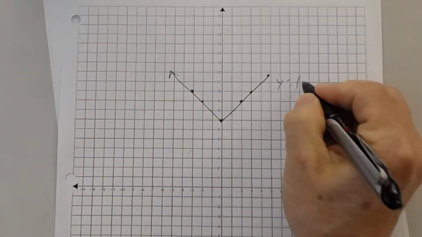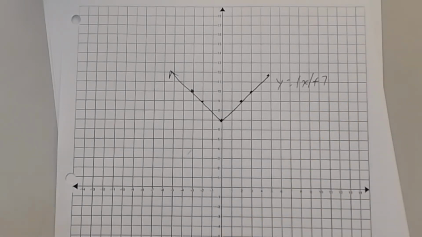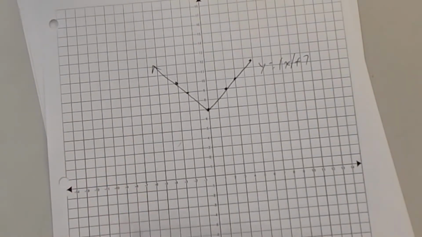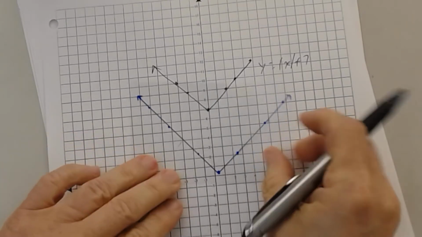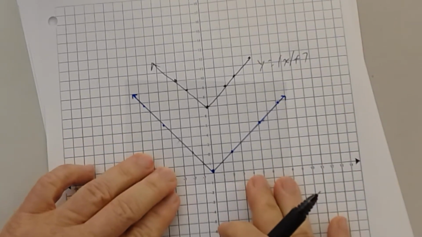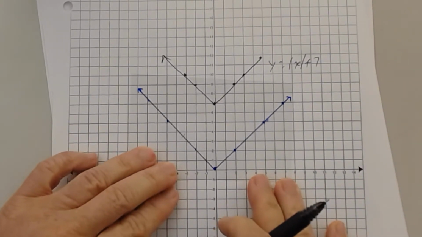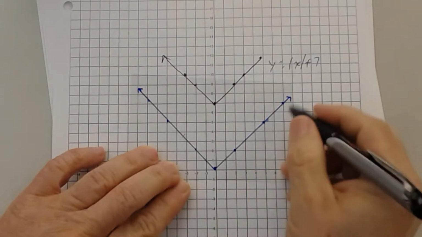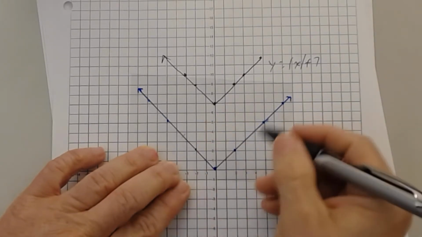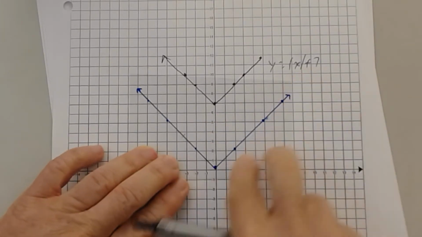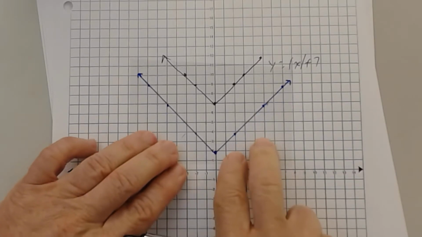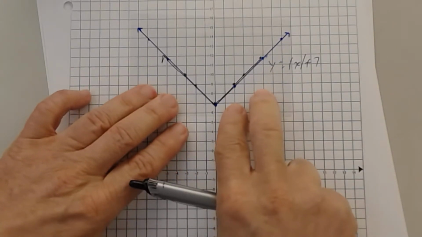All right, and so there's the graph: y equals the absolute value of x plus 7. And in your mind, it's very easy to see. You have your parent function, which is at the origin, like this. This is the absolute value of x, the blue graph. To get the absolute value of x plus 7, I shift it up 7 units. And notice I get this.